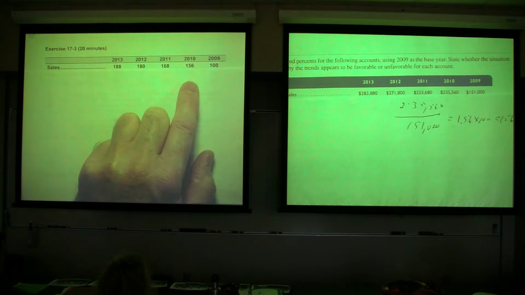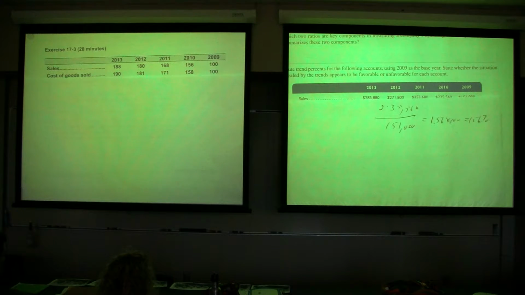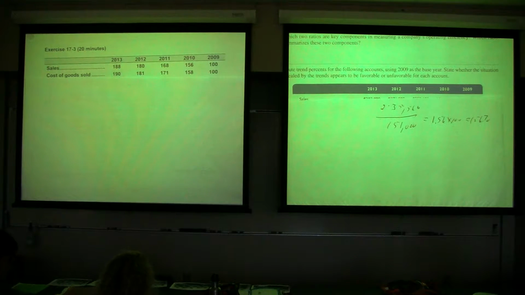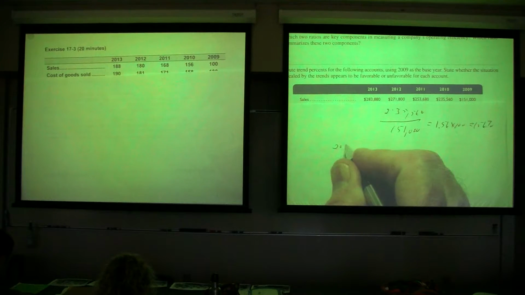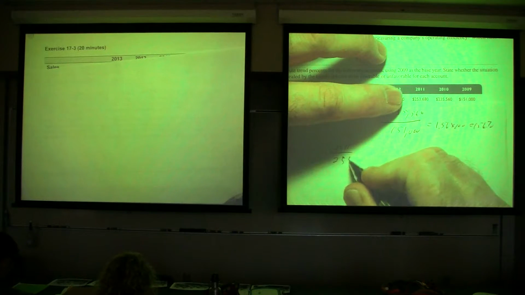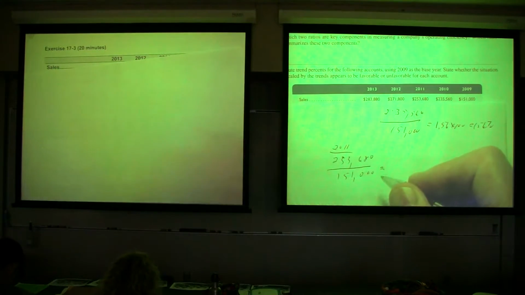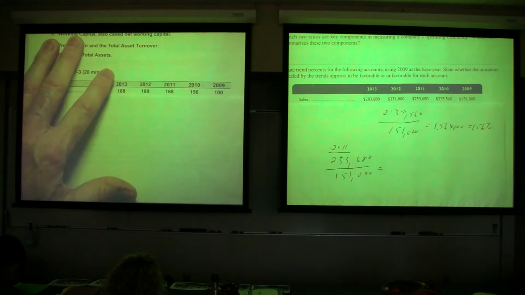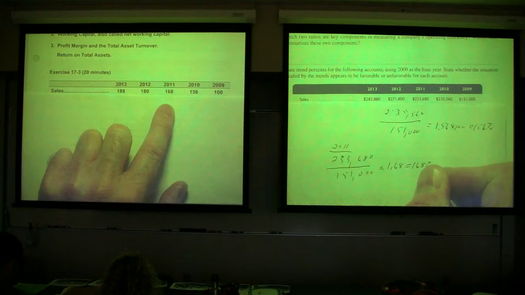I'm gonna make it smaller, so, does that make sense? So do you guys wanna... and then for 2011, what you do is you have 253,680 divided by 151,000, and that will turn out to be 1.68, which would be 168%.